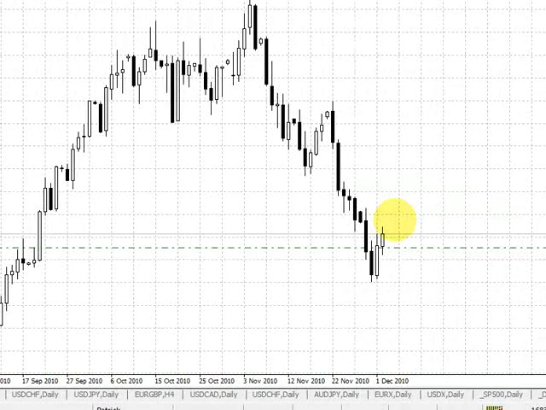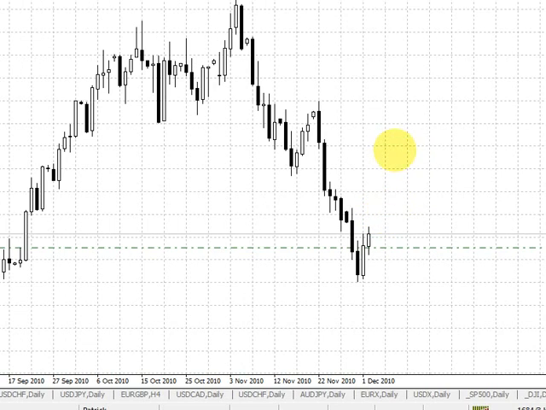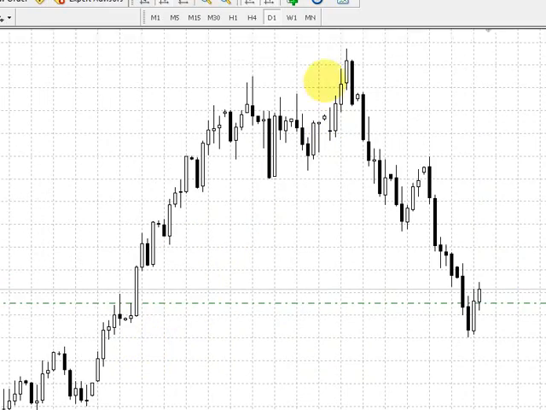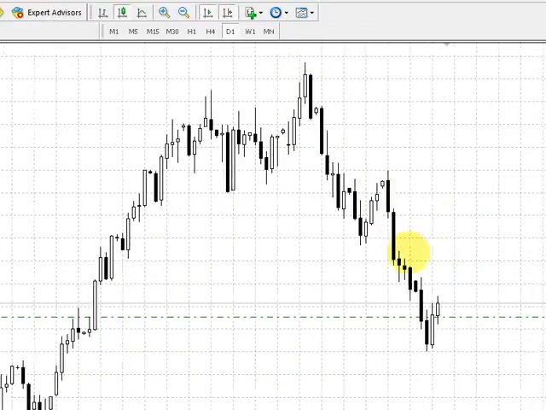Hello and welcome. This is the 2nd of December 2010, and this is my next daily review of the euro dollar, an update on what we did a few days ago. As you can see, this is our daily chart of the euro dollar. We had a long uptrend followed by a clear reversal, and it's gone back down again.